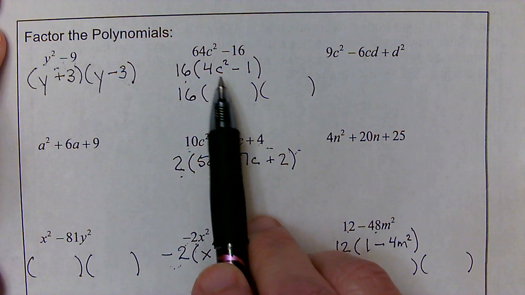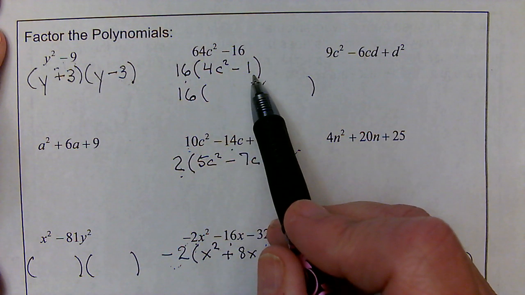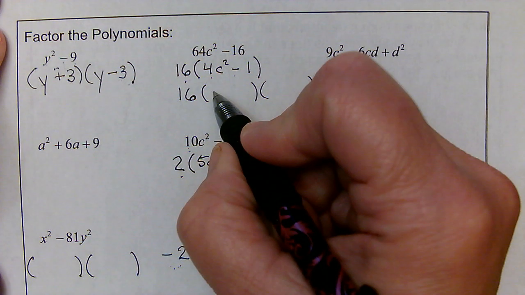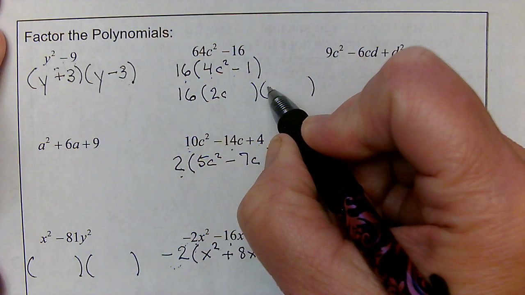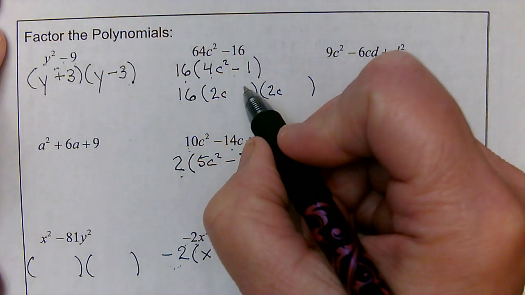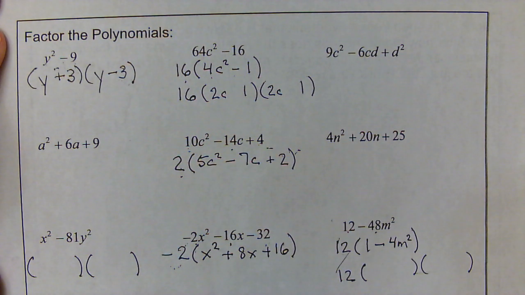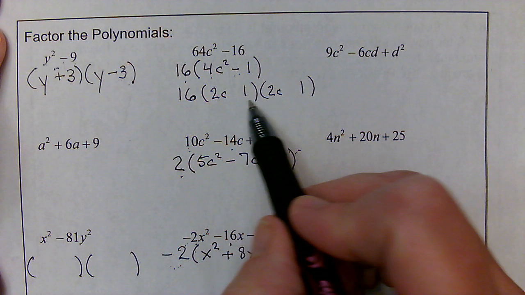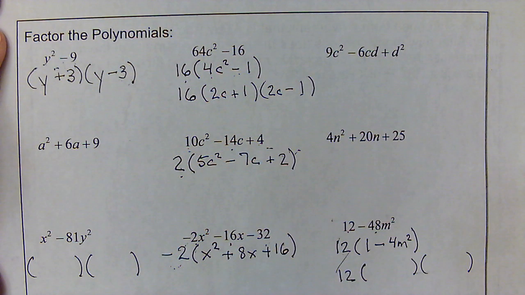Now here, two terms, both perfect squares, subtracted. So the square root of 4c squared is 2c, and I put that at the beginning of both sets of parentheses. The square root of 1 is 1, so I put that at the ends of both sets of parentheses. And because this is negative, these have to have different signs, so I put a plus in one and a minus in the other.